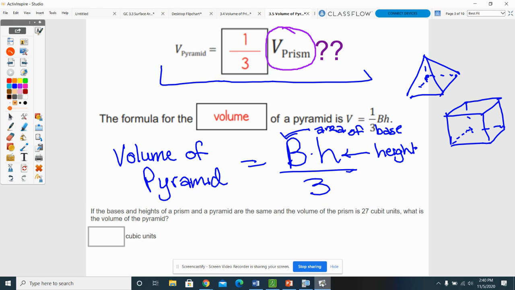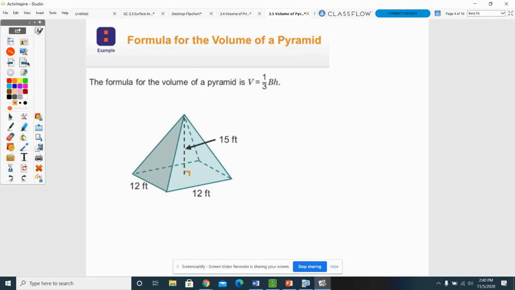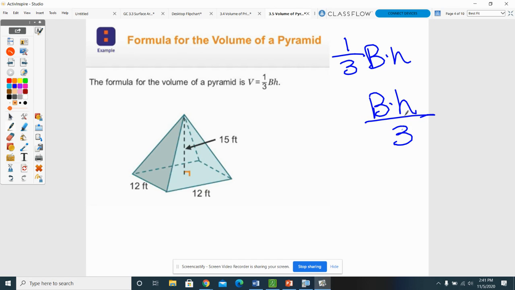So whenever you're looking at it, the volume of a pyramid is less than the volume of the prism, so we have to divide it by 3. So here, if the bases and heights of a prism and a pyramid are the exact same, and the volume of the prism is 27, what would the volume of the pyramid be? Well, you would take that 27 and divide it by 3, and you would get 9 cubic units because it would take 3 pyramids to fill up 1 prism. Now they're going to write it like this: 1/3 big B times H, and that's the same thing as big B times H divided by 3. My students just usually are a little more successful if they divide by 3 instead of messing with the fraction.